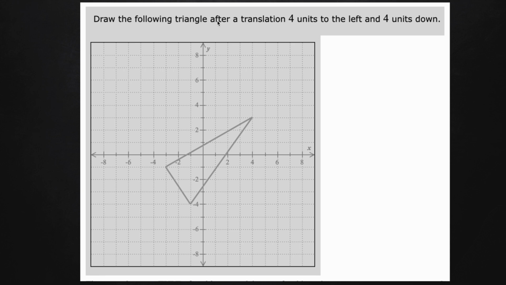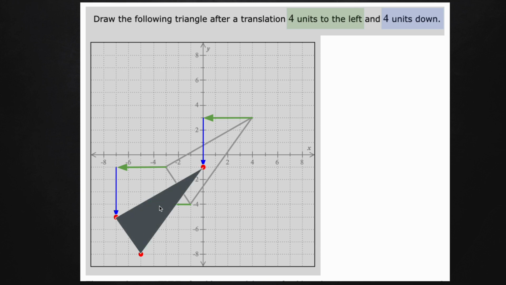So if we draw the following triangle after a translation of 4 units to the left and 4 units down, I'm going to take this point and go 4 units to the left and 4 units down, so this point moves down here. Then I'm going to do the same thing for each point: 4 units to the left, 4 units down, and move that vertex. I do the last one for the triangle the same way, and now here is the new triangle. So it goes from pre-image to image there.